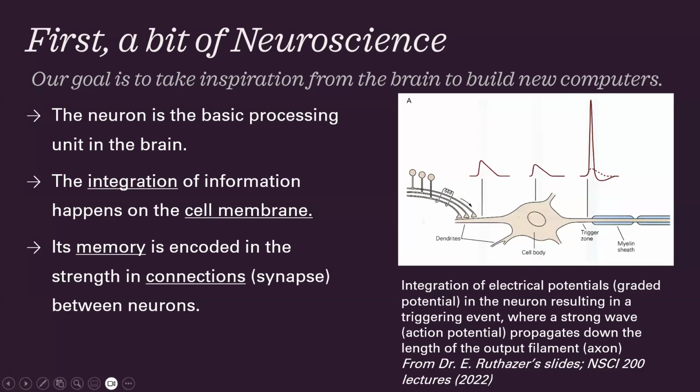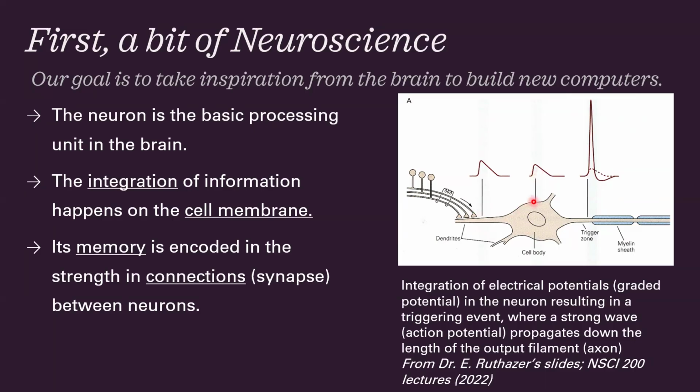First, let's start with a bit of neuroscience, because since we are taking a lot of inspiration from its principles, it's good to know a bit what it does. In the brain, the basic processing unit is the neuron, and it does the integration of information locally as well as storing the information locally. When a signal arrives at the cell membrane at this spot, it induces an electric potential on the membrane, which propagates and decays over distance and time.